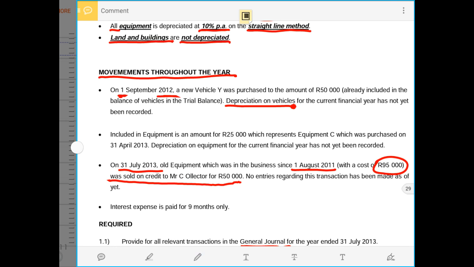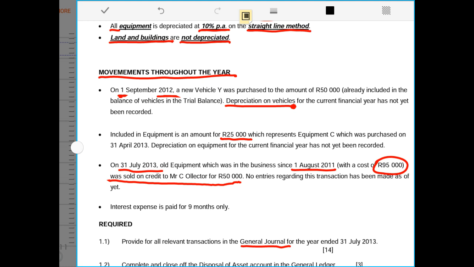And in the second adjustment, they told us that there was also an equipment costing 25,000 rands that was acquired during the year, and that equipment was equipment C. And they said after that, depreciation on equipment for the current financial year has not yet been accounted for. So now the minute they told us that 25,000 is already included in the trial balance, included in the equipment, it means the cost of this equipment, that is 25,000 rands, was already recorded, and it was recorded correctly.